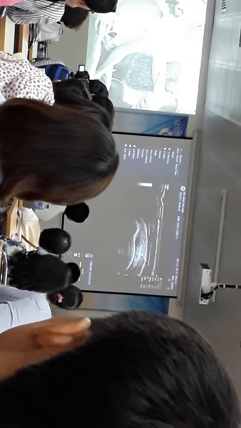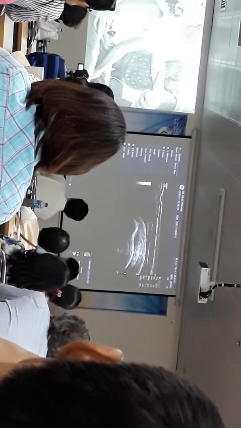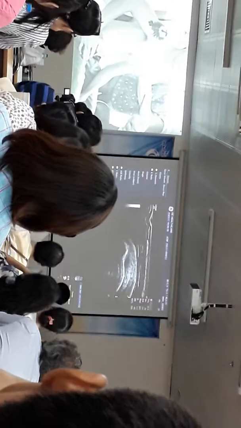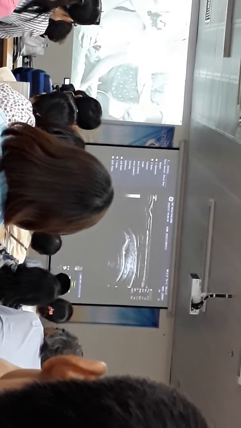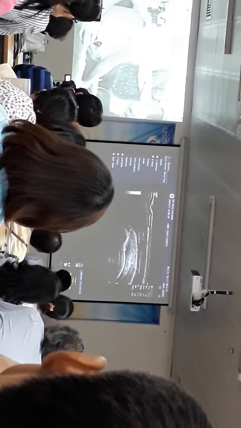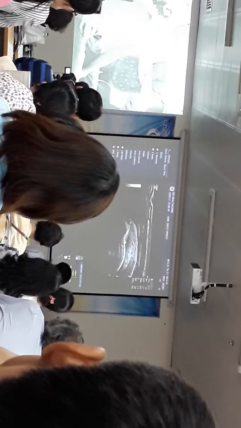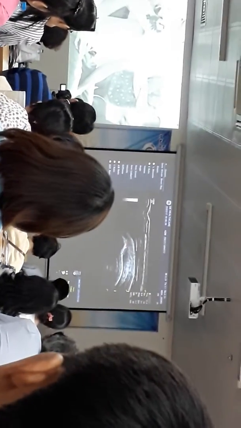So you can see here, this bright shadow or bright line, that's the articular cartilage of the humeral head, lying beneath the supraspinatus tendon. From there to there is the insertional footprint of the supraspinatus tendon.